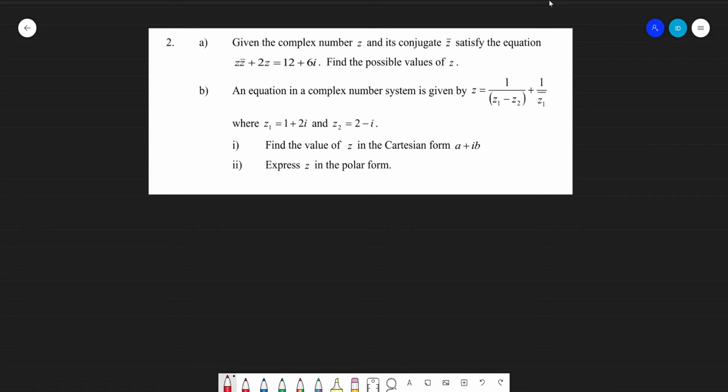question, right? So, given the complex number z and its conjugate z bar satisfy the equation z multiplied by z bar plus 2z is equal to 12 plus 6i. Alright.